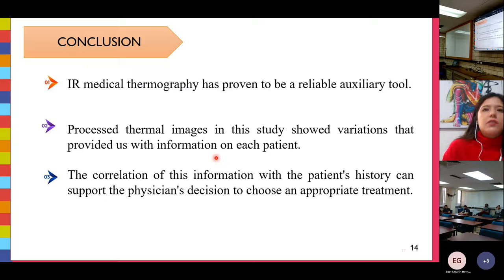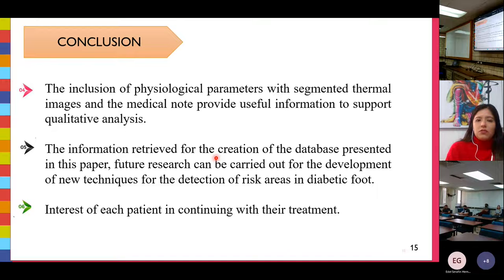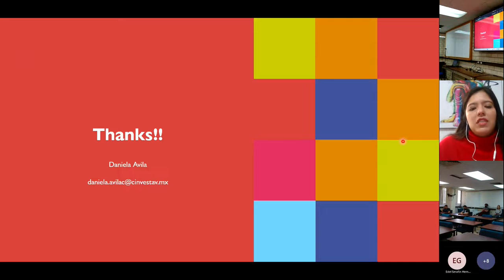It's important to note that IR medical thermography has proven to be a reliable auxiliary tool. The processed thermal images in this study showed variations that provide us information on each patient. And the correlation of this information with the patient's history can support the doctor's decisions to choose and appreciate treatment. The information retrieved from the creation of the database presented in this paper means future research can be carried out on the development of new techniques for the detection of risk areas in diabetic foot. Thanks for watching.